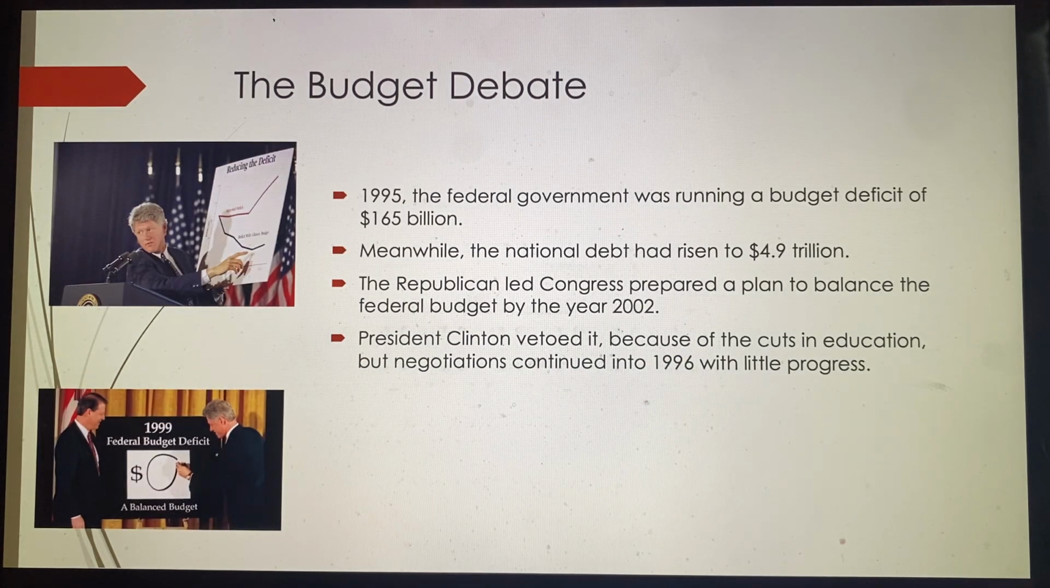So the budget debate. In 1995, the federal government was running a budget deficit of $165 billion. Meanwhile, the national debt had now risen to $4.9 trillion. So the Republican-led Congress prepared a plan to balance the federal budget by the year 2002. President Clinton vetoed it because of the cuts in education, but negotiations continued into 1996 with little progress.